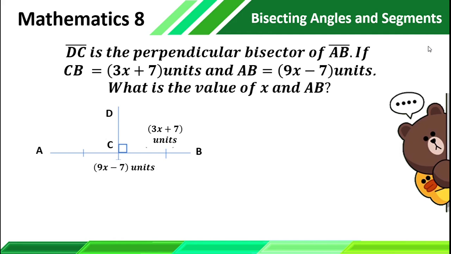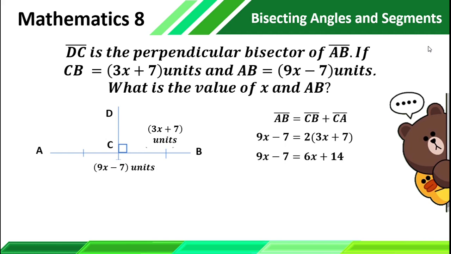We know that when we combine line segment AC and line segment BC, it will be equal to 9x minus 7 or line segment AB. So we have 9x minus 7 equals twice the line segment CB. So that is 2 times 3x plus 7. Do the distributive property. So we will have 2 times 3x is 6x. 2 times 7 is 14. Combine like terms. So 9x minus 6x equals 14 plus 7. 3x is equal to 21. Divide both sides by 3. So the value of x is 7.